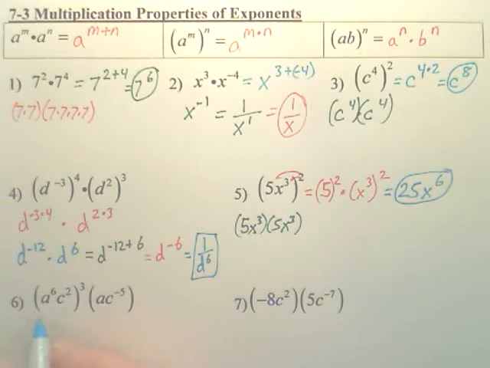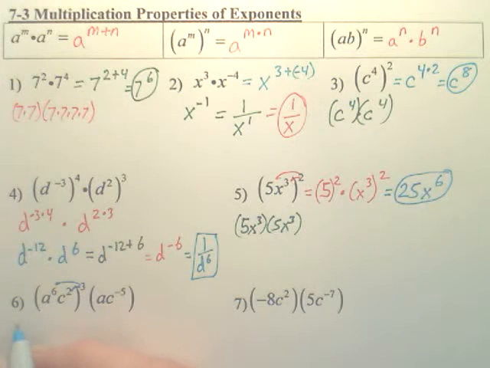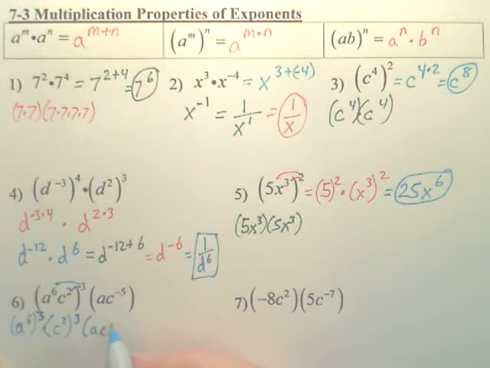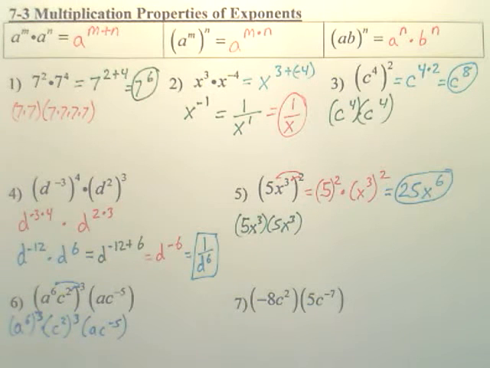Last two. Number 6. Let's take all these properties and put it together. First thing for this one, you're going to distribute that. So you're going to have a to the 6th to the third, times c squared to the third. And this is still going to be ac to the negative 5th. Stays there.